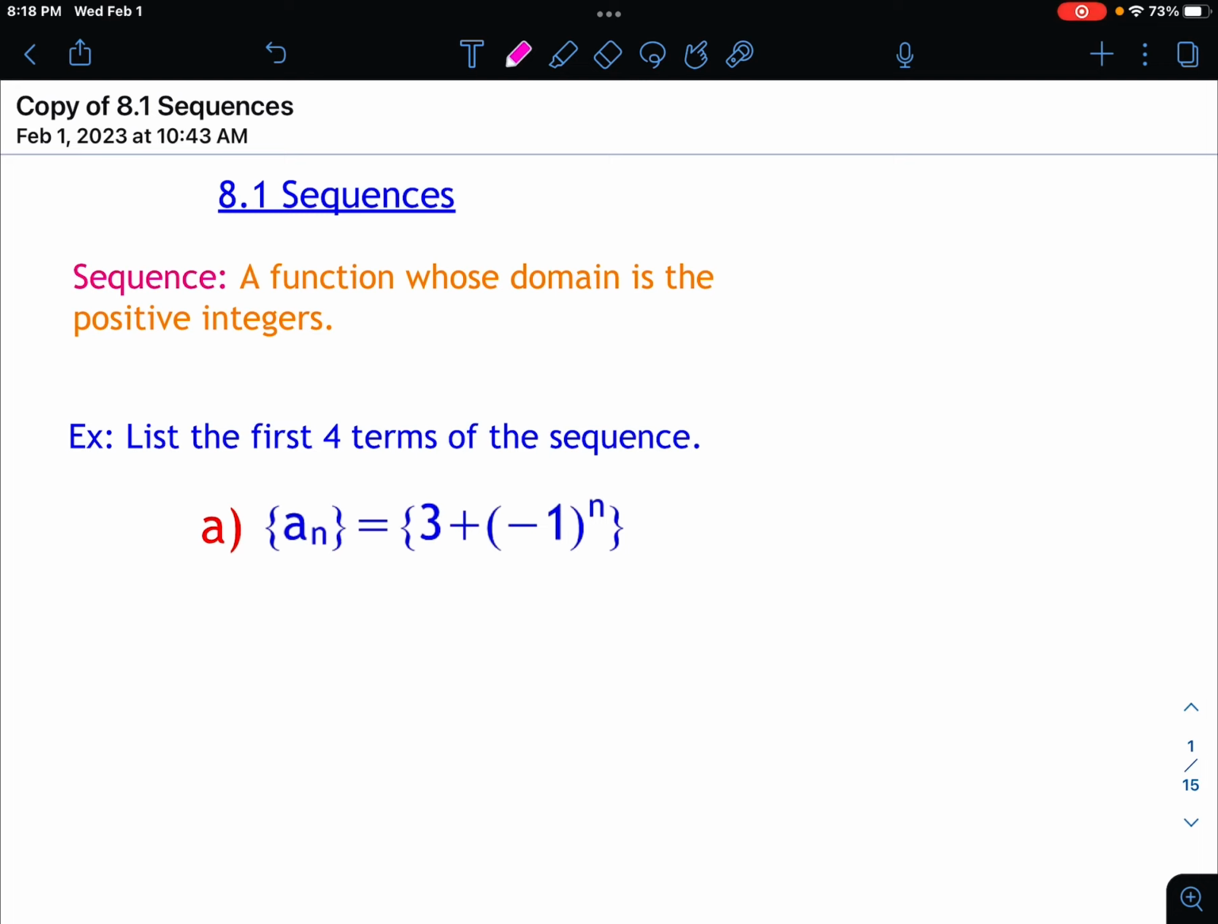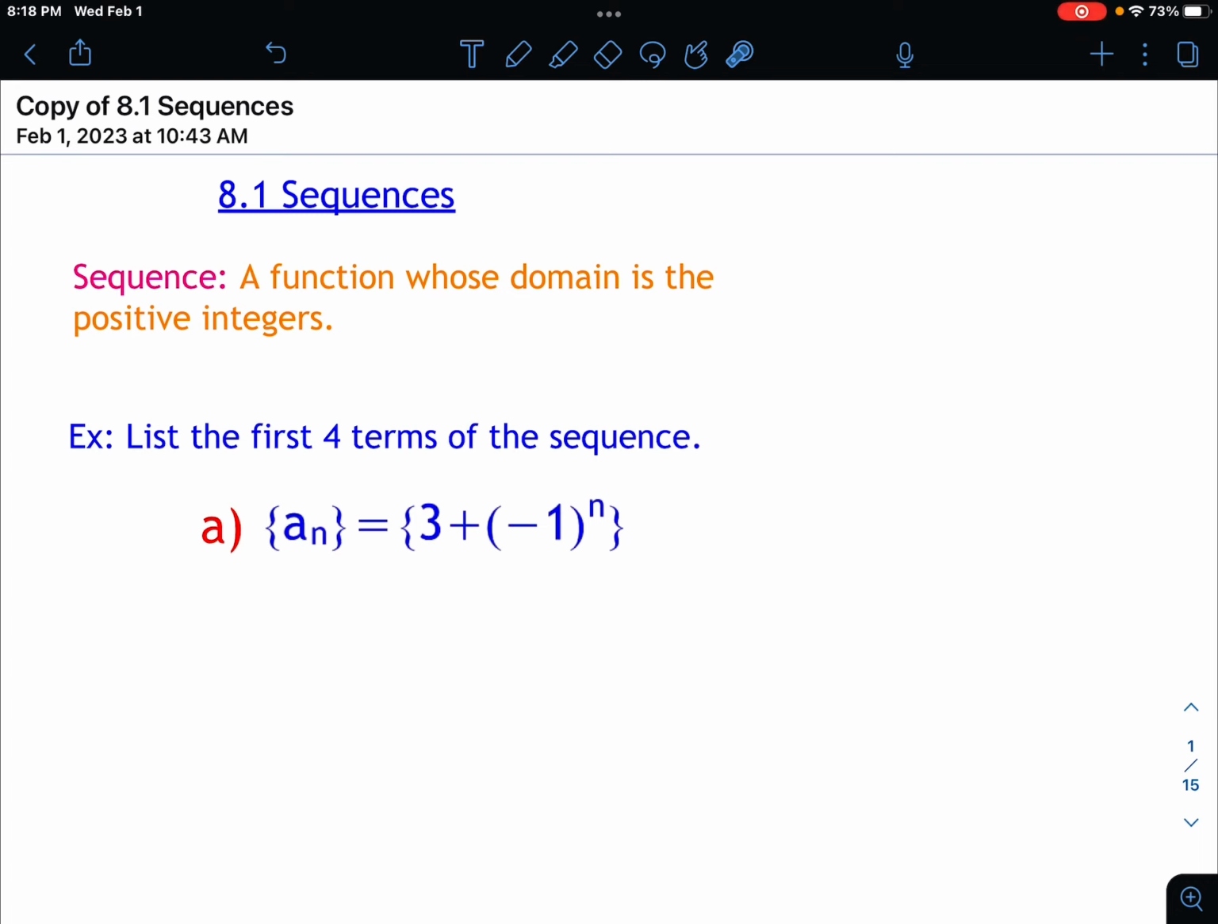This section, we're talking about something called sequences. Sequences are where you get a term or a function that's like this. You plug in one, two, three, four, and you start to build a sequence. The sequence can go on forever. And that's where we're going to start running into our next sort of idea.